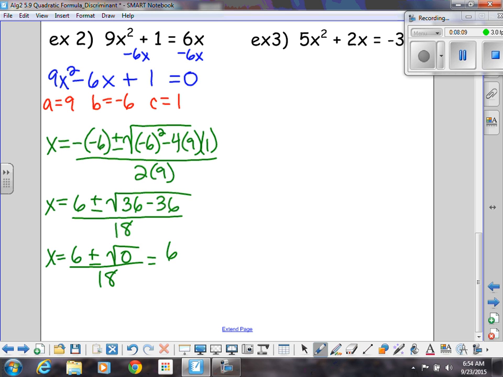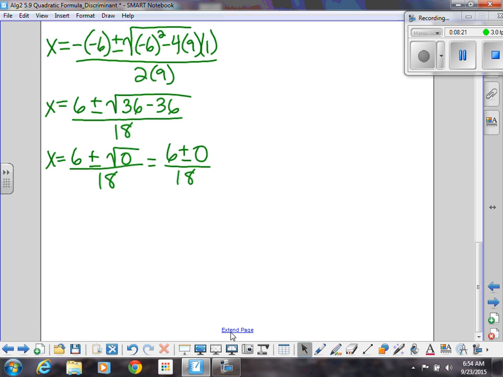So I have 6 plus or minus 0 all over 18. So again, you might be able to see this right away, but I'm going to split it up just like we did on the last one. So this means I have 2 different answers. I have 6 plus 0 over 18 and 6 minus 0 over 18. But watch what happens. When I do 6 plus 0, that's just 6. And 6 over 18 reduces. Don't forget to reduce. Divide them both by 6. So that's going to be 1 over 3.